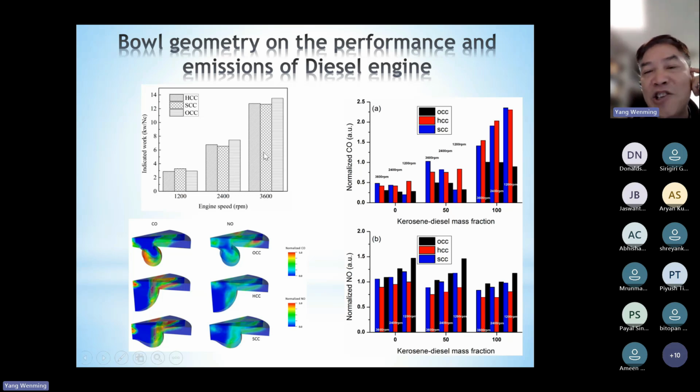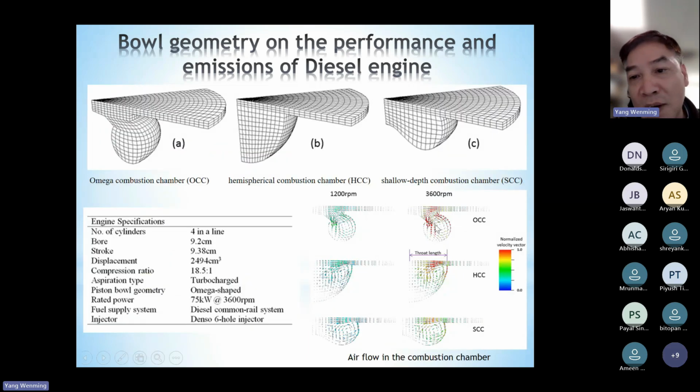However, at higher engine speed, for example 3,600 RPM, the time for the combustion process is much shorter, correct? Which means that the combustion process should be very fast. Otherwise, the fuel cannot be fully burnt. That's why at higher engine speed conditions, we can see the Omega design produces the highest power, because this kind of design produces the strongest turbulence.